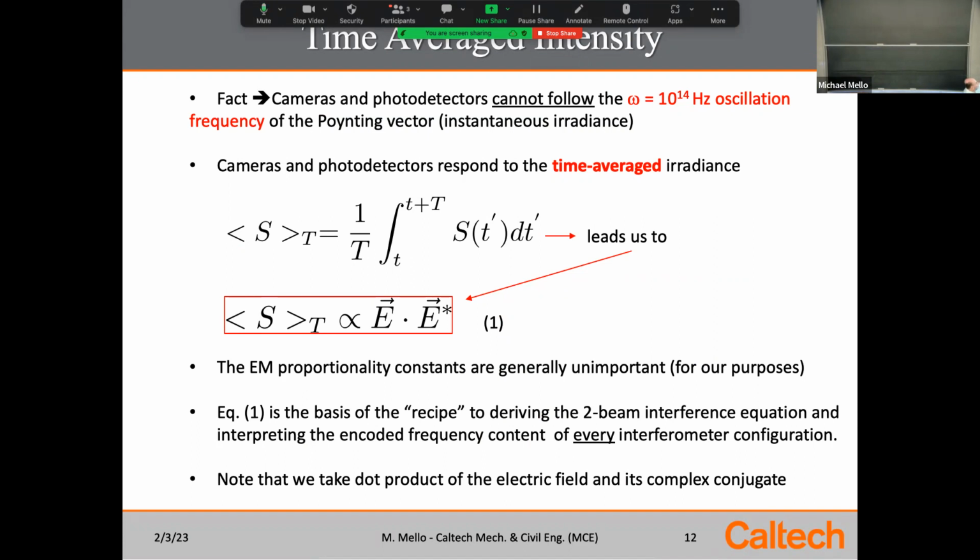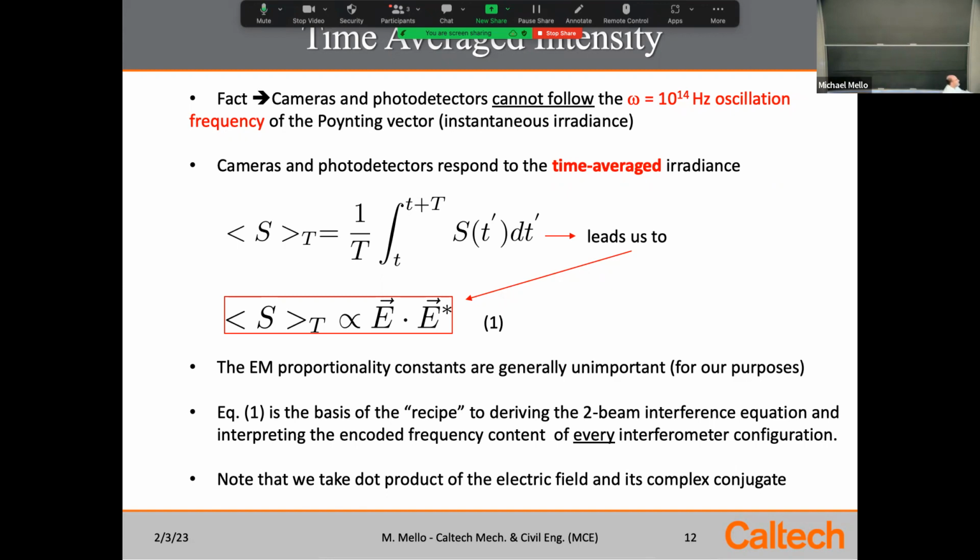This is the key takeaway here, read this bullet: cameras and photodetectors respond to the time averaged irradiance. No detector in existence, from the human eye to any physical detector, could possibly watch oscillations of light at 10 to the 14 hertz. It's impossible. So what detectors are seeing is this time averaged response.